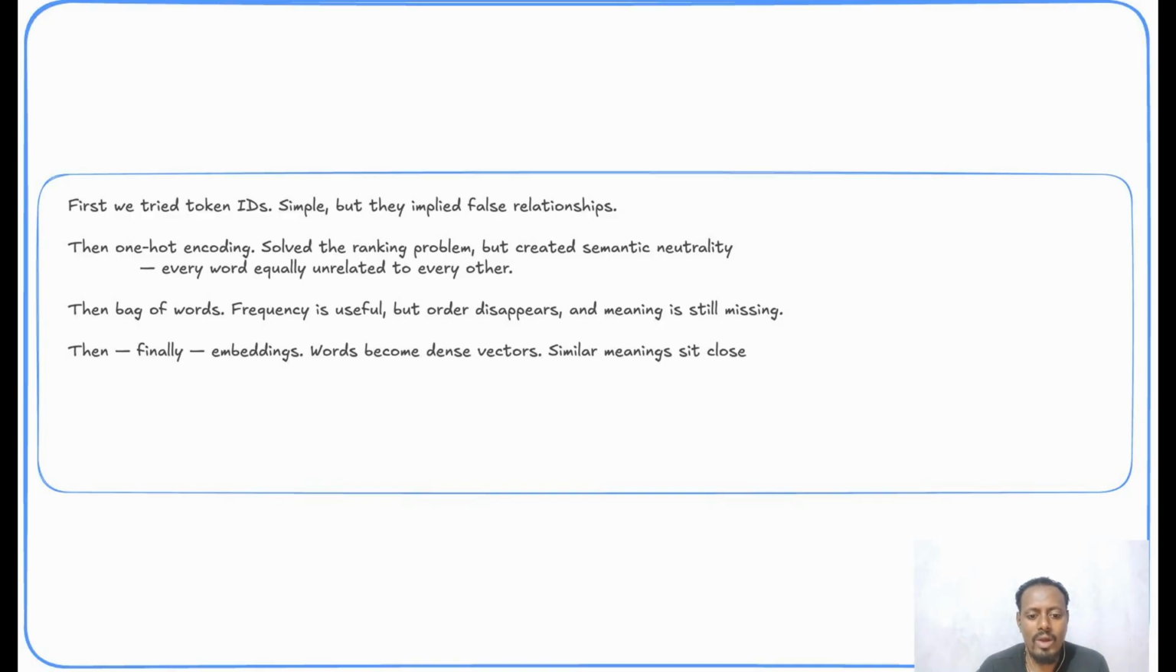But I wanted to leave you with this. Standard embeddings are still static. The word bank gets the same vector whether it's next to the river or next to the money. Meaning is global, not contextual. That gap is exactly what the attention mechanism solves. And that is what we are getting into next time.